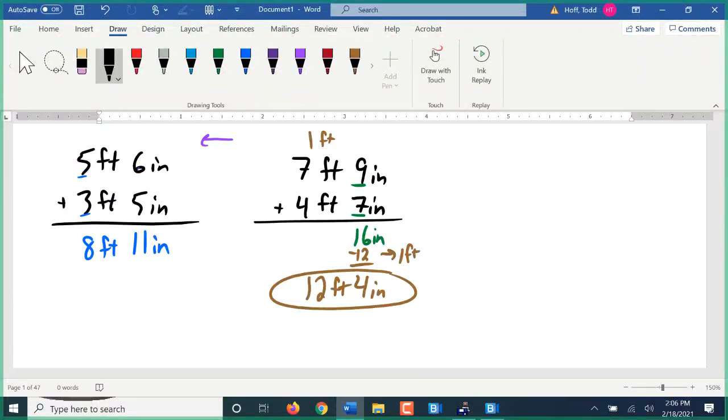Why don't you try one in your notes quick, and I'll give you half a minute or so to work on it here. Let's go 3 feet 11 inches plus 2 feet 10 inches.